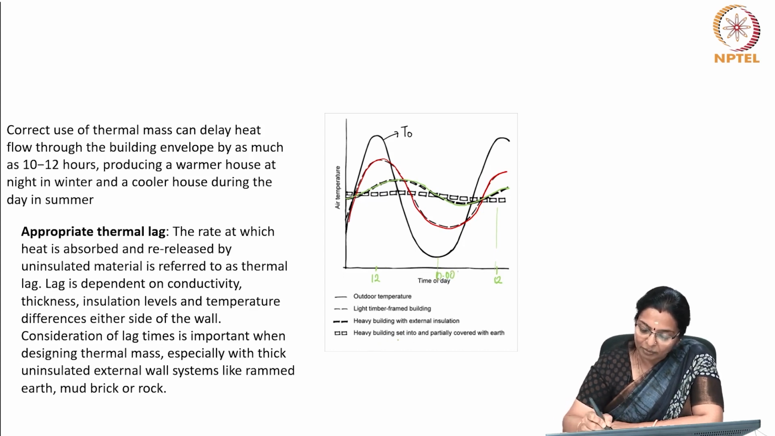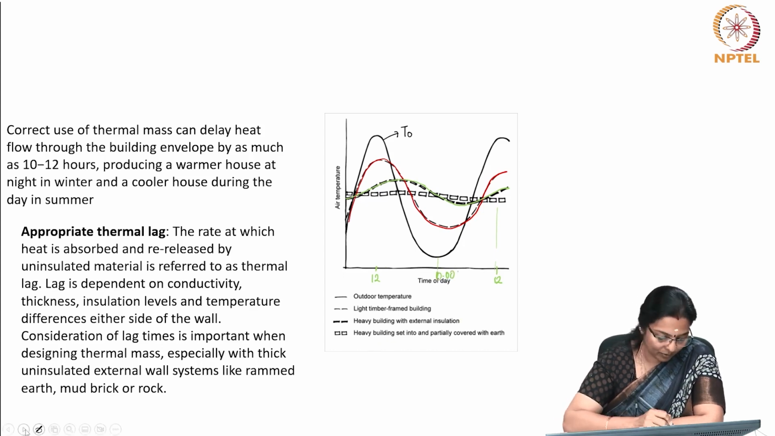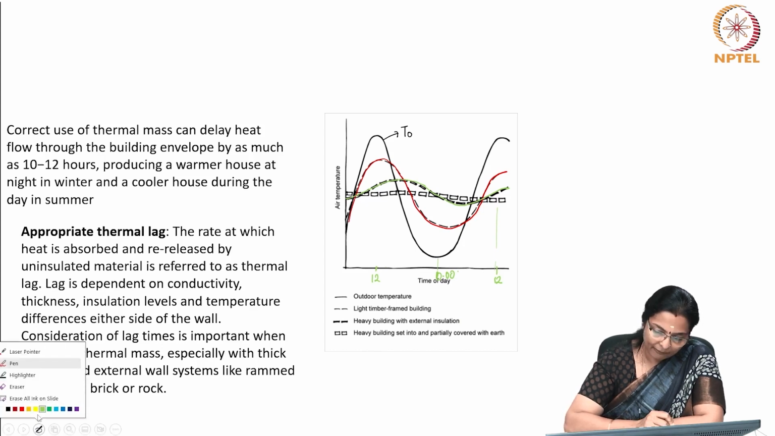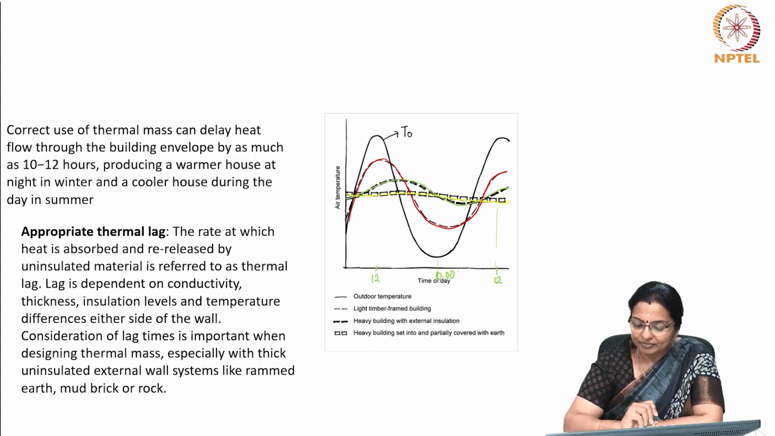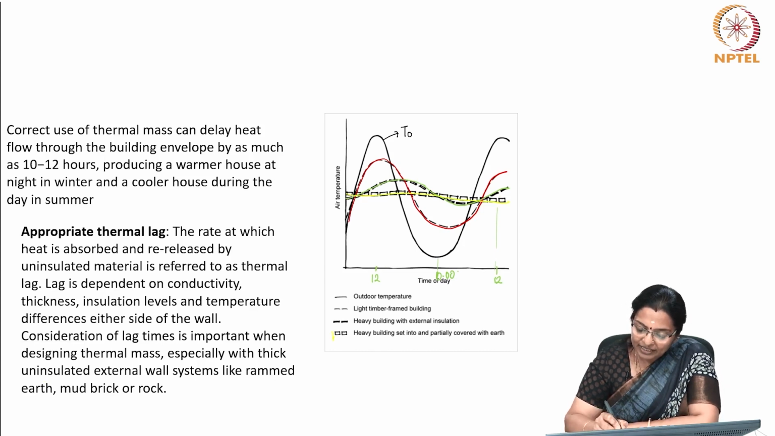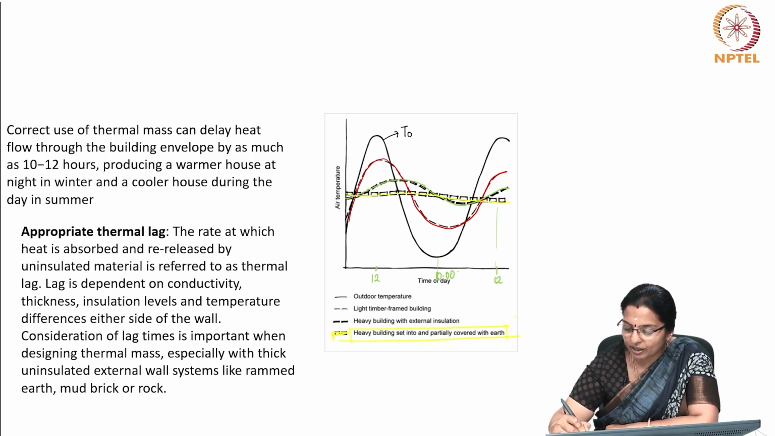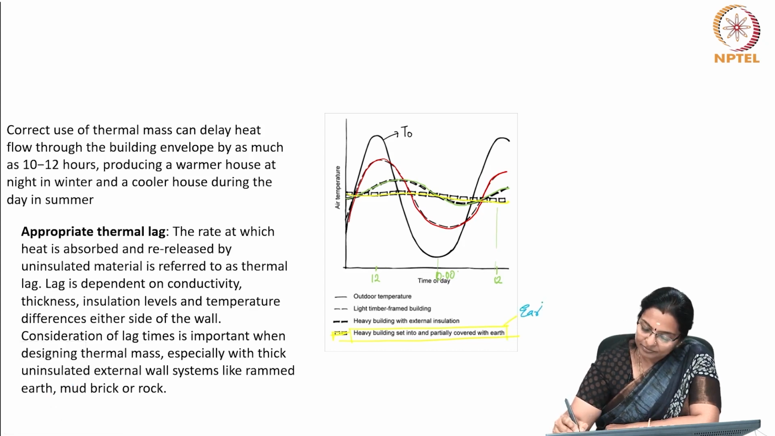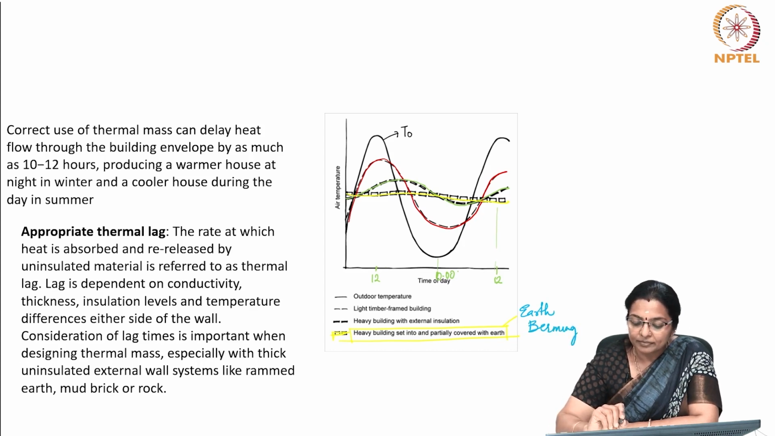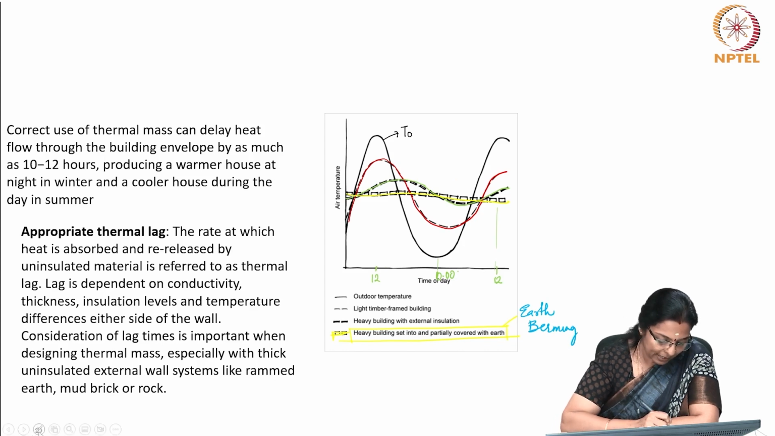And then look at the heavy building set into and partially covered with earth. Look at the temperature here. You can see that the heavy building set into and partially covered with earth, which is called earth berming, has almost a constant temperature with almost no relevance to what is happening on the outside.